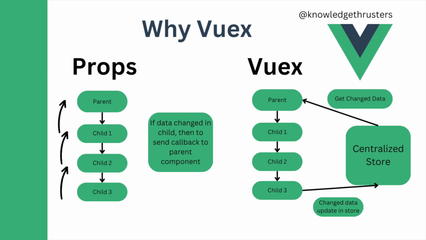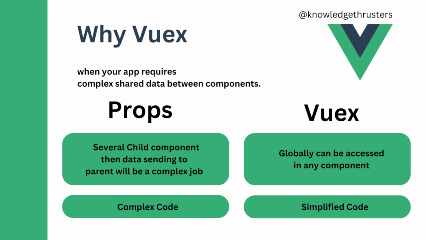That's why Vuex is necessary, because Vuex provides a centralized store. If you are changing something in a child component, it will be stored in that particular store only. If the parent component wants to use that, it will directly get it from the store, and there is no middle layer of interaction; middle components will be of no use there. If there are several child components, then sending data to the parent will be a complex job, where Vuex is beneficial because it creates one global store, so you can access it directly.